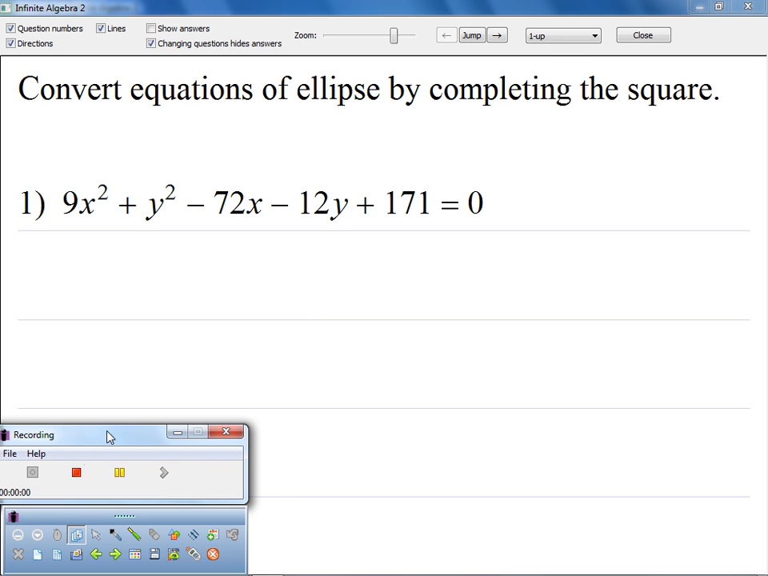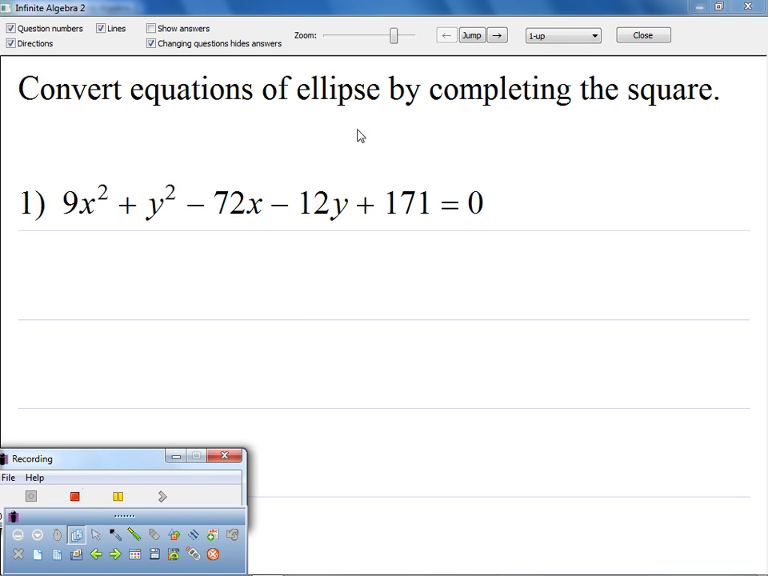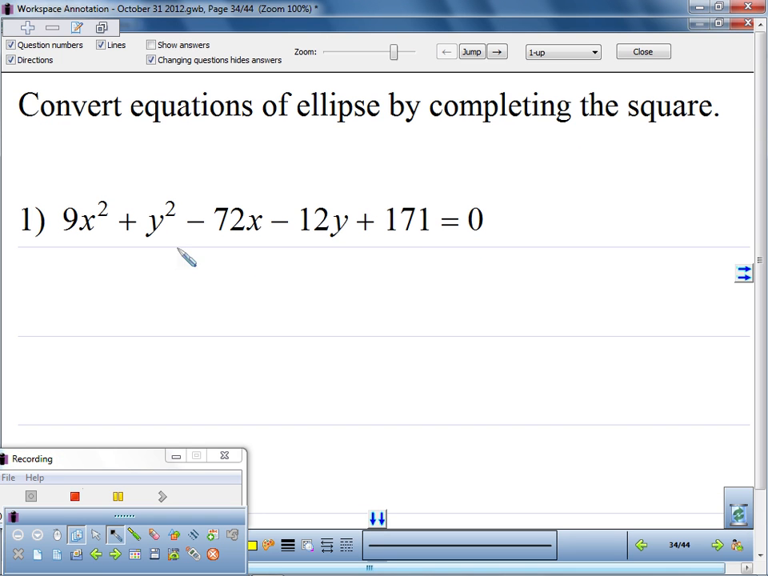In this problem, we're going to find the equation of an ellipse by completing the square. To do that, first thing we're going to do is get our x's together, get our y's together, and then we're going to move the 171 over.